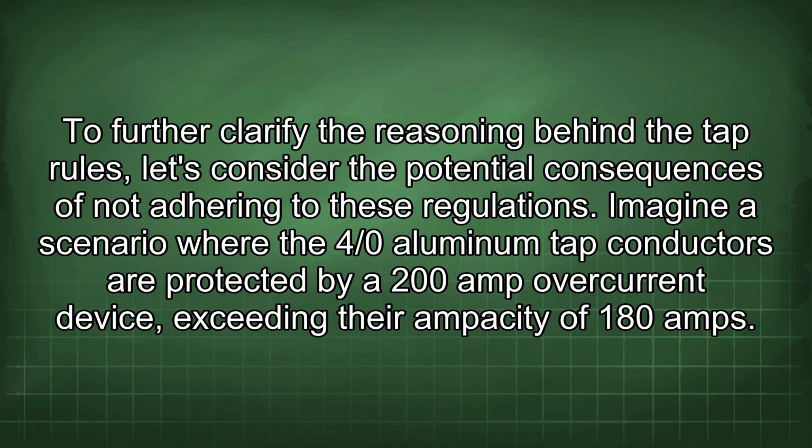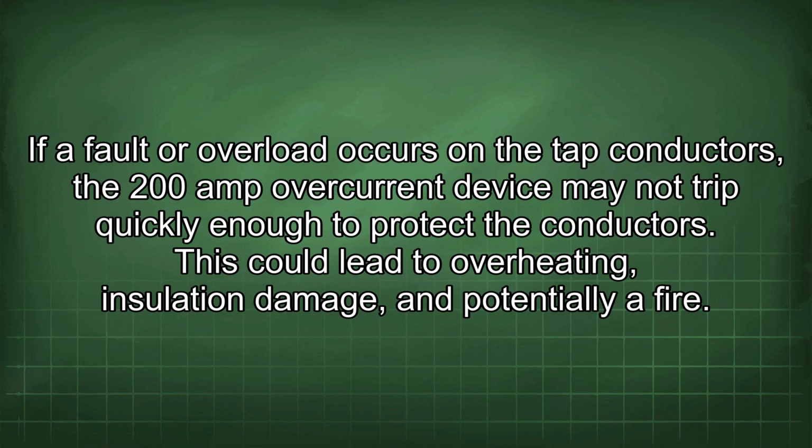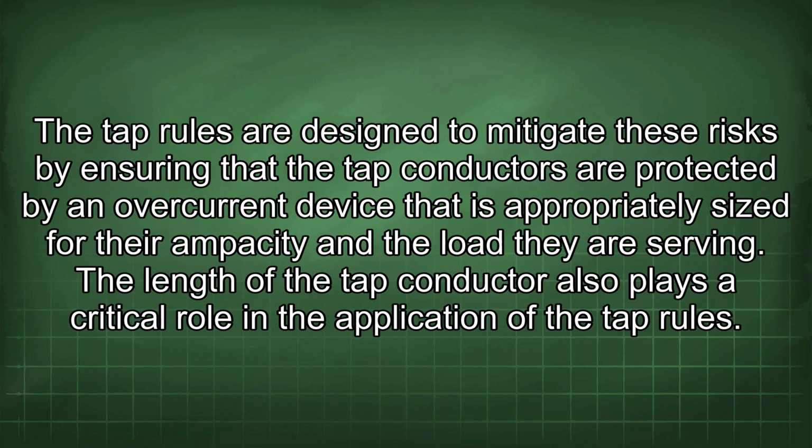adhering to these regulations. Imagine a scenario where the 4/0 aluminum tap conductors are protected by a 200 amp overcurrent device exceeding their opacity of 180 amps. If a fault or overload occurs on the tap conductors, the 200 amp overcurrent device may not trip quickly enough to protect the conductors. This could lead to overheating, insulation damage, and potentially a fire. The tap rules are designed to mitigate these risks by ensuring that the tap conductors are protected by an overcurrent device that is appropriately sized for their opacity and the load they are serving.